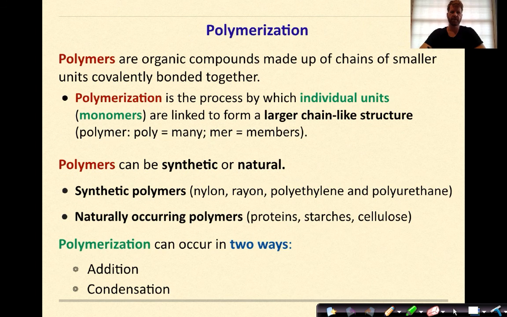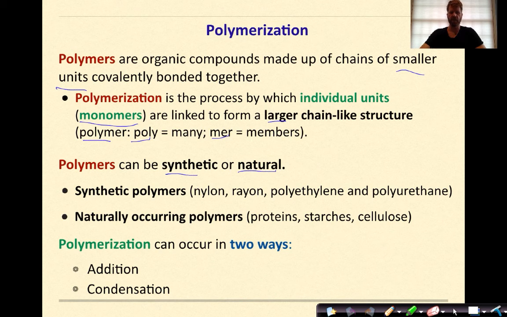Let's examine polymerization. Polymers are organic compounds made up of chains of smaller units covalently bonded together. Polymerization is the process by which individual units called monomers are linked together to form larger chain structures known as polymers. If we examine the word polymer, the prefix poly means many and mer is a member or a unit of some larger structure. Polymers can be synthetic or natural.